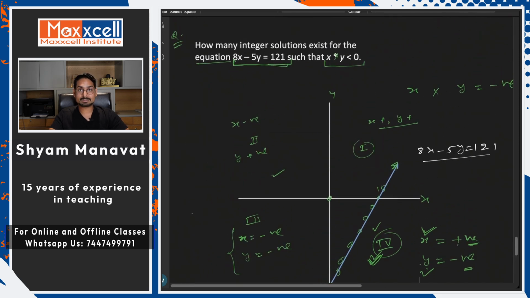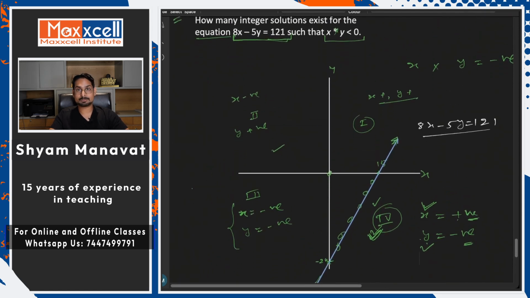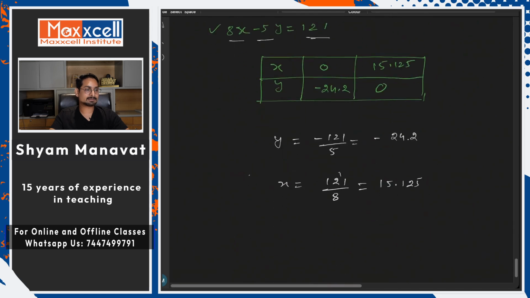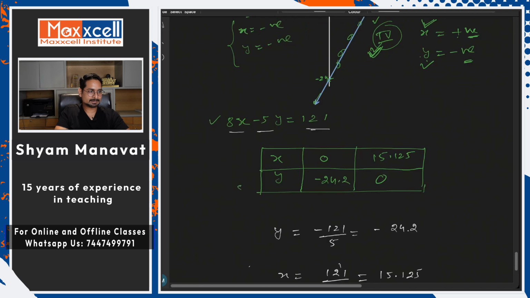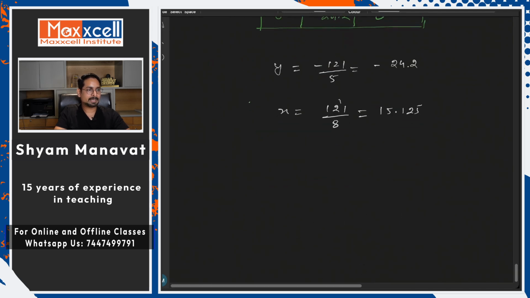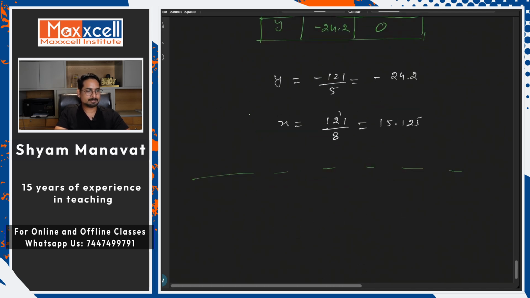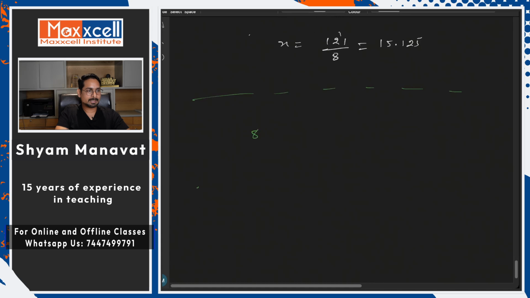This is a concept builder video, guys. I have to get into details of the concept. Let's start getting those values now. So I have the equation 8x minus 5y equal to 121. Correct? Now I need the positive values of x, so let me go this way.